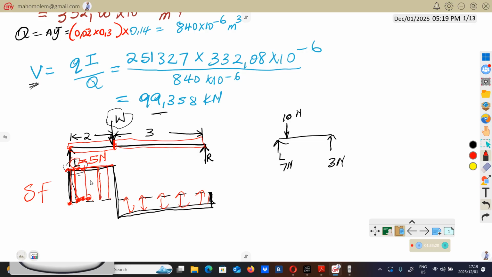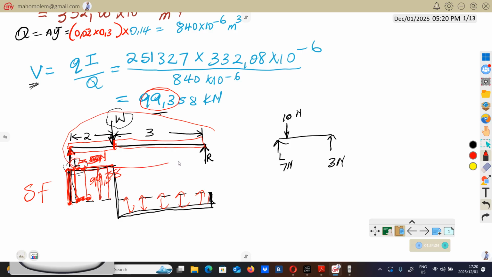So as you can see here, the shear force is 99.358. Then this shear force will be equal to this reaction here. It's going to be equal to this reaction. So it's not always the case. You must understand that. It's not always the case that the shear force diagram will be equal to the reaction. It's just that this one is not that complex.